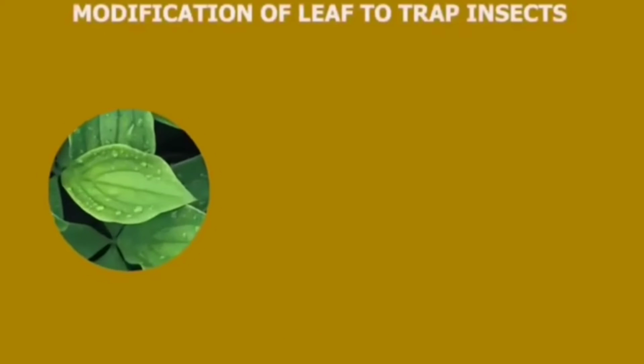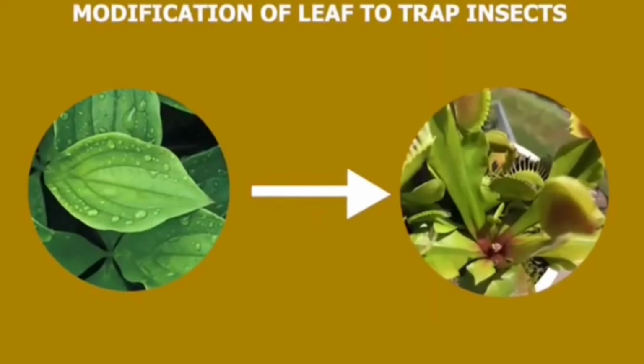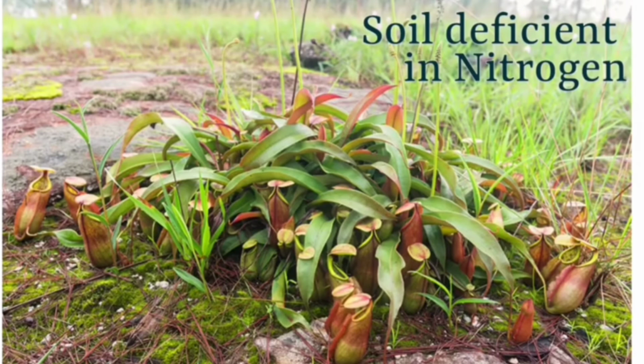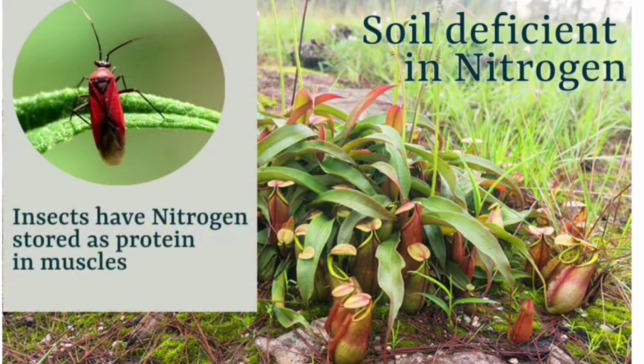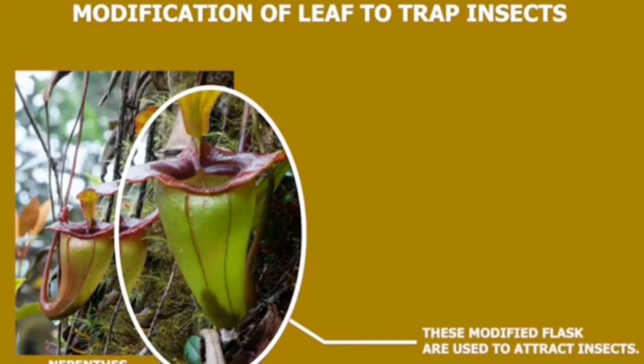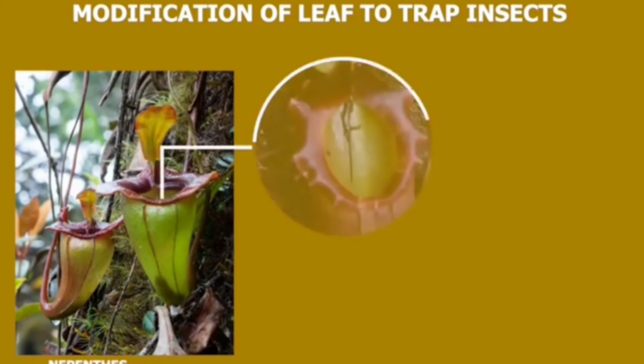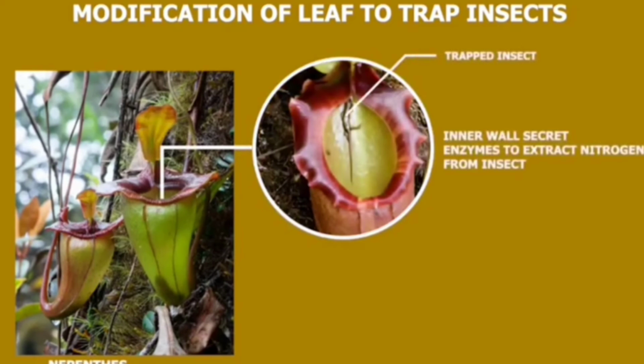Part 4. Modification of leaf to trap insects. Plants that grow in nitrogen-deficient places adapt themselves well to acquire it from alternate sources. Every animal and insect has nitrogen stored in muscles in the form of protein. In Nepenthes plants, the leaves are modified into a flask-like structure, which is used to attract insects and other tiny animals. The inner wall of the leaf secretes digestive enzyme.